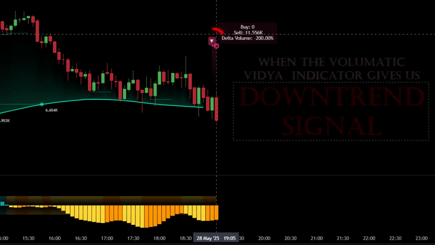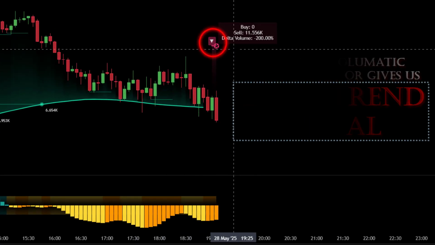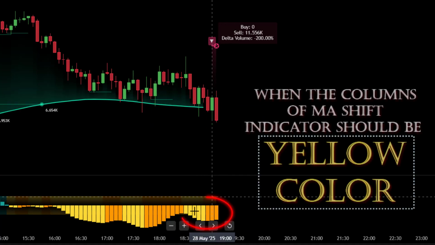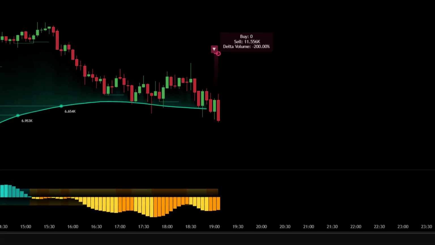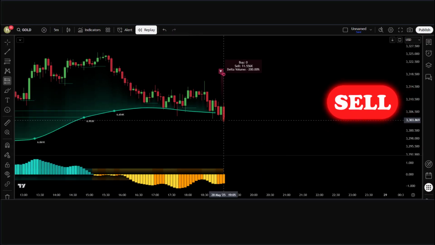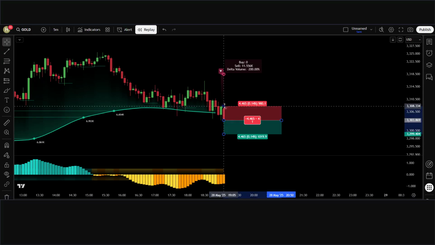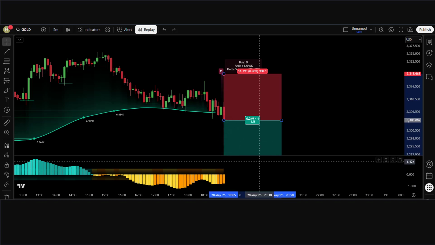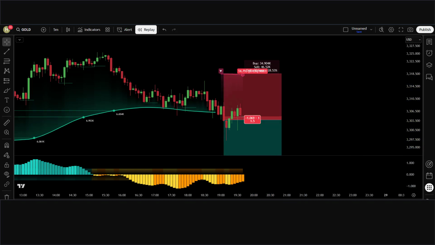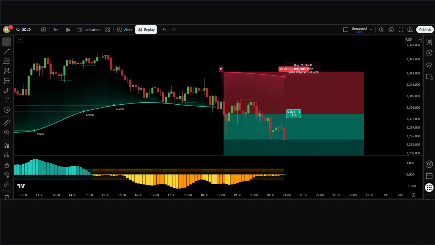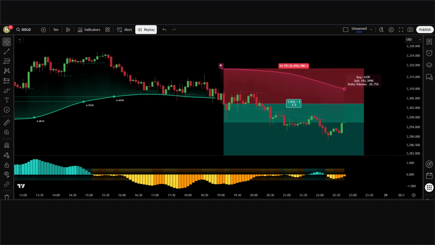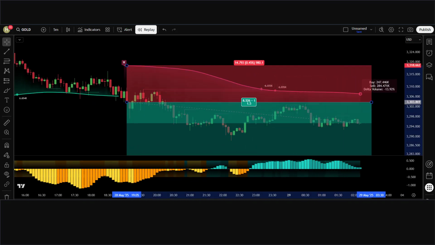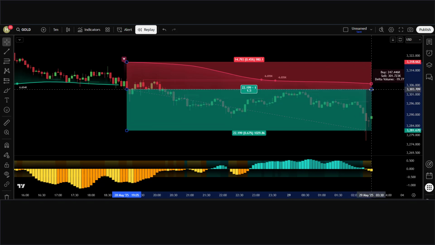Now, let's understand the concept where we will take buy and sell trades based on their conditions. When the Volumatic VIDYA indicator gives us downtrend signal. When the market has formed a bearish candle. When the columns of MA Shift indicator should be yellow color. If this condition is fulfilled, then we will place sell order. Our stop loss will be placed at the plot line of VIDYA indicator. And the risk to reward ratio will be 1:1.5. The market has completely hit the target.